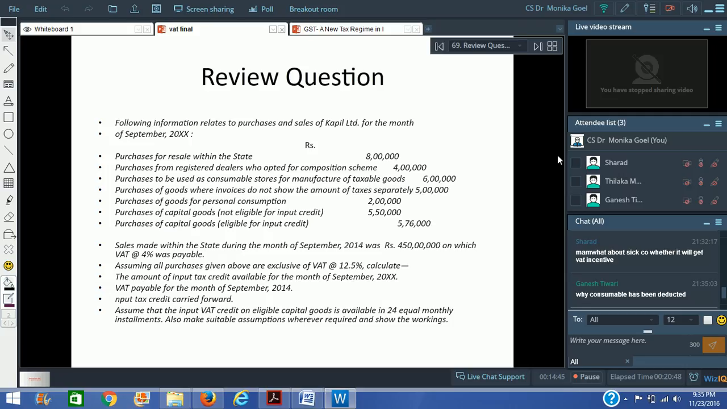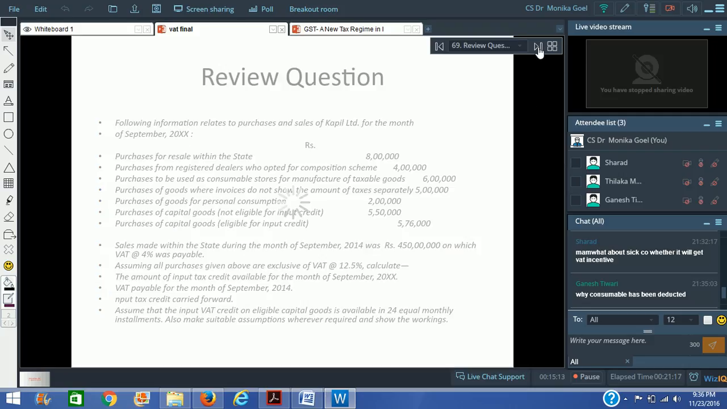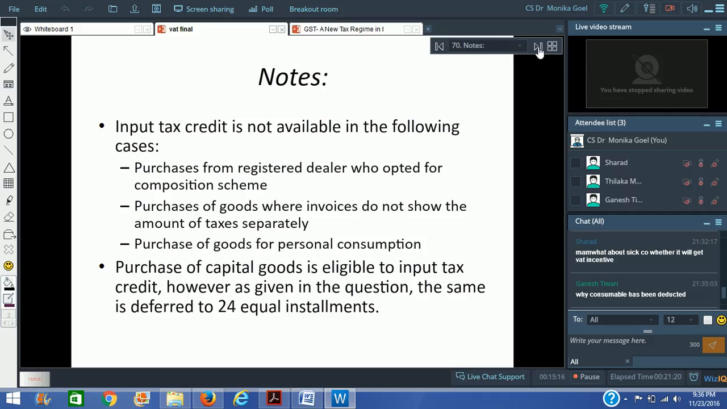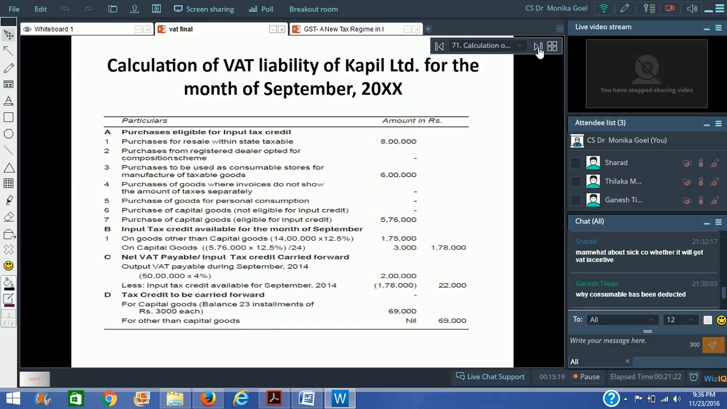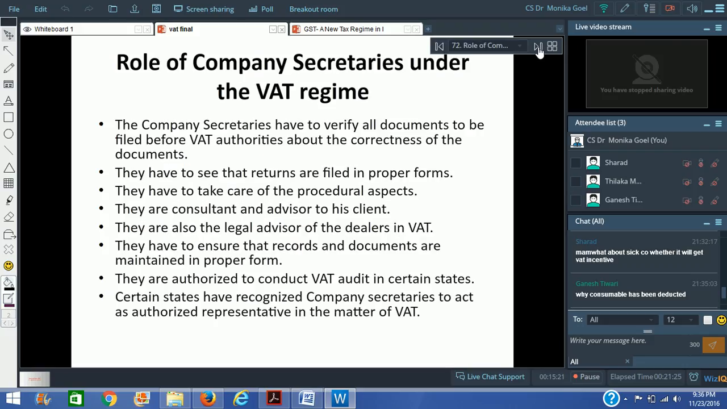Now we've got one more question. The following information relates to purchases and sales of Kapil Limited for the month of September. Purchases for resale within the state is rupees 8 lakhs. Purchases from registered dealers who opted for composition scheme is rupees 4 lakhs. Purchases to be used as consumable stores for manufacture of taxable goods is 6 lakhs. Purchases of goods where invoices do not show the amount of taxes separately, purchases of goods for personal consumption, purchases of capital goods. This kind of question I think we've already done. Though the solution is there, I'm not doing the question again with you, because you've already done this kind of question.